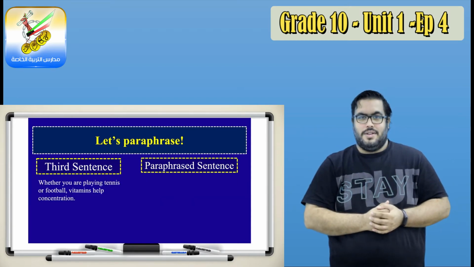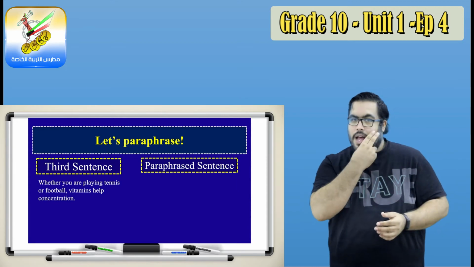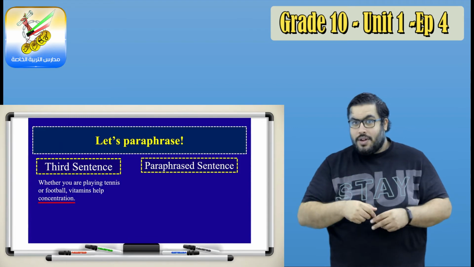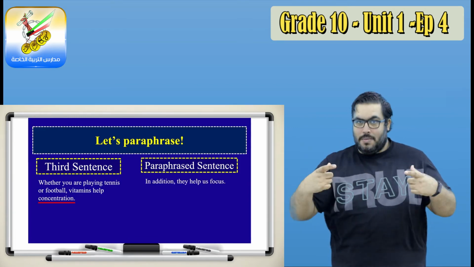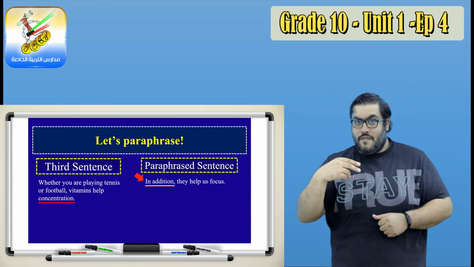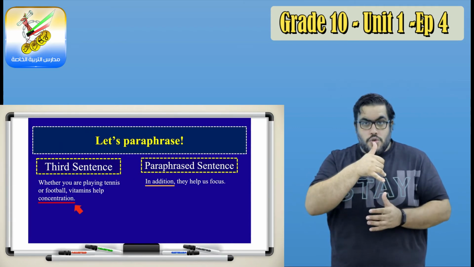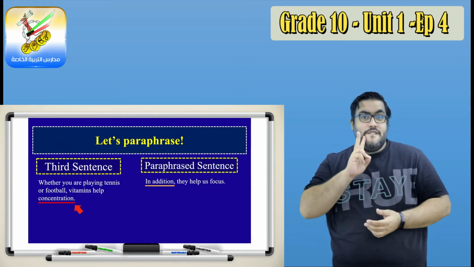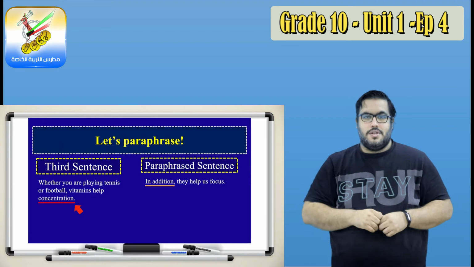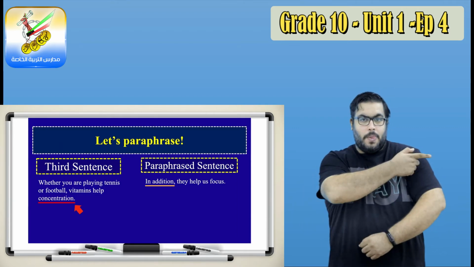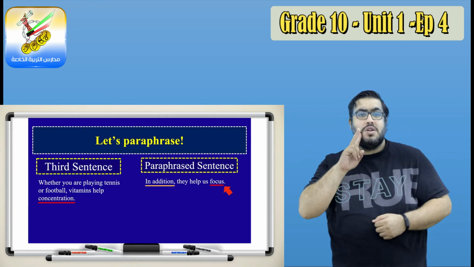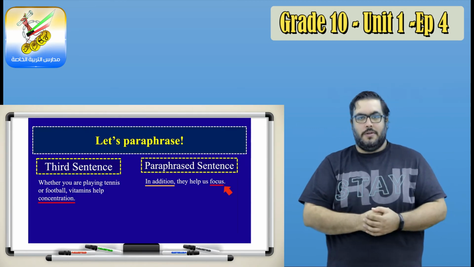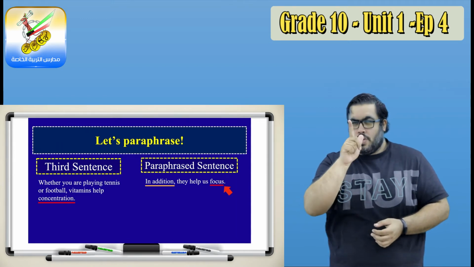The third sentence, whether you are playing tennis or football, vitamins help concentration. We have the word concentration. Let's go ahead and change it. In addition, they help us focus. So here we did 2 things, or 3 things. The first one, we used another sequence word in addition. We also used focus instead of concentration. And if you look at the sentence, we changed it from a very long idea into a shorter idea.